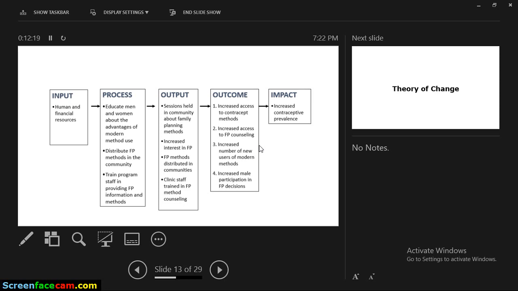So can I ask someone to read for me the first bullet here, so that we agree together that indeed from those listed activities it's possible for us to have that as an immediate result? Who can read for us the first bullet? Exactly. Sessions held in community about family planning. Is it true that this can be an immediate result from all those three listed activities? It is.